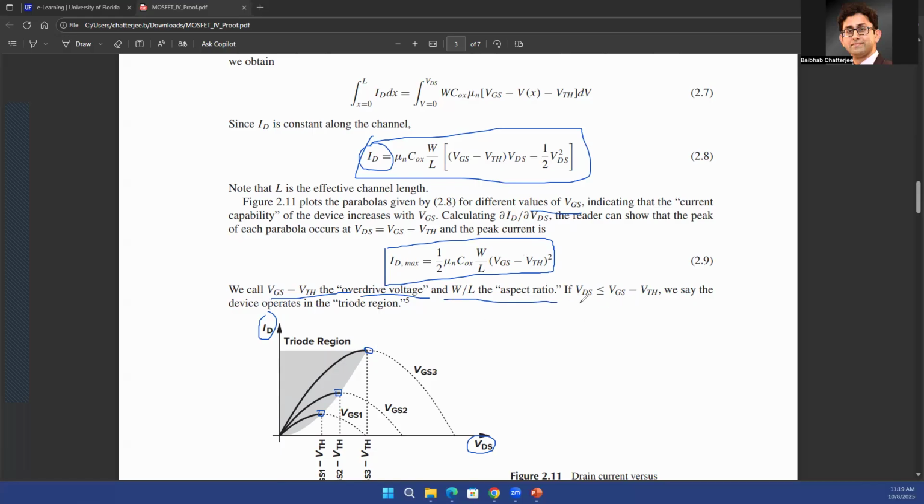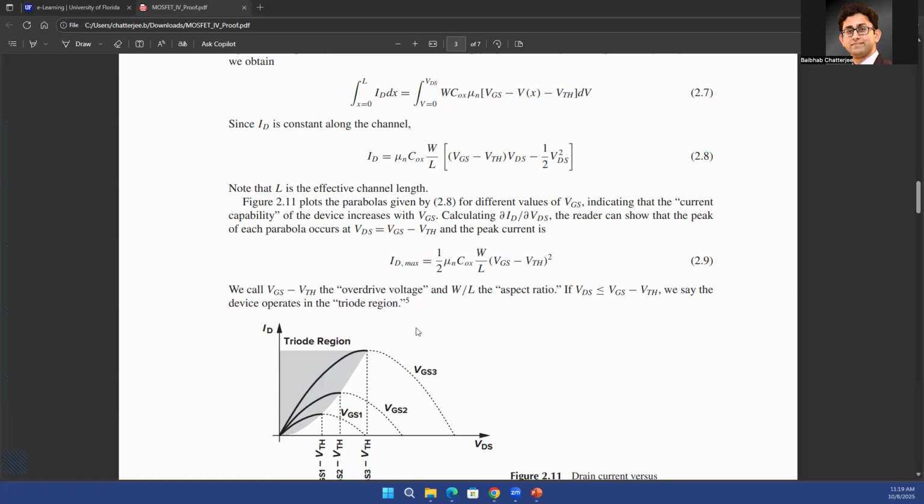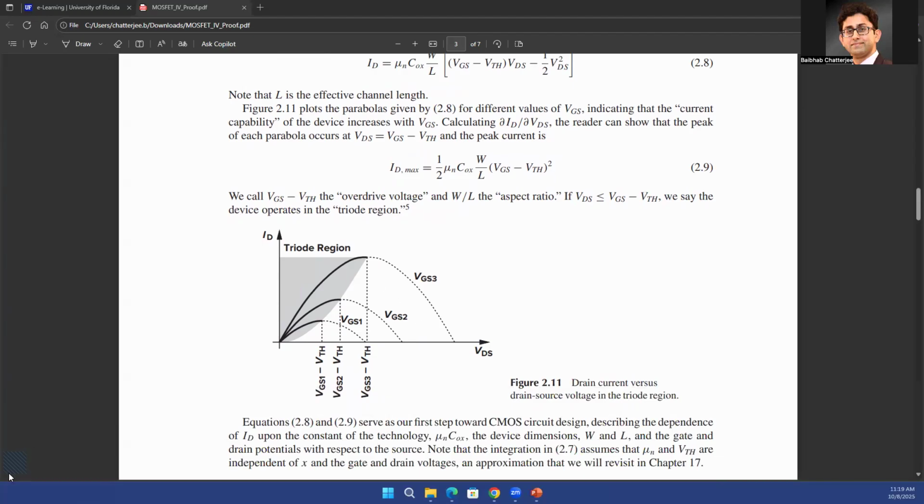Now, as you see, the maxima happens at VGS minus VT. If your VDS is less than VGS minus VT, you call the region of the MOSFET the triode region or the linear region. So basically the MOSFET is in the linear region when your VDS is less than VGS minus V threshold. When your VDS is more than VGS minus V threshold, you don't call it the triode region anymore. We'll call it the saturation region, and we'll see what happens in that case. So the left side of the graph is going to be called the triode region.